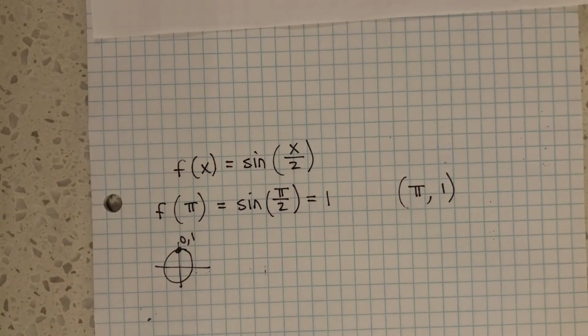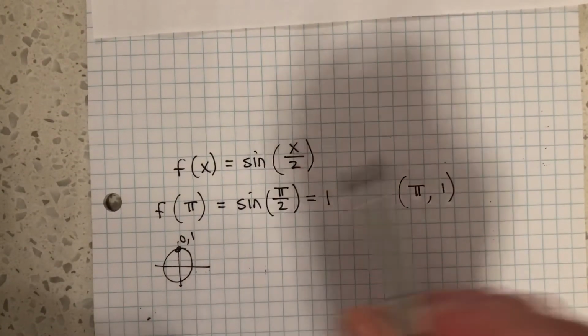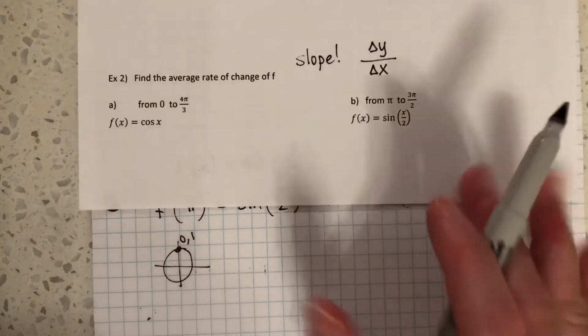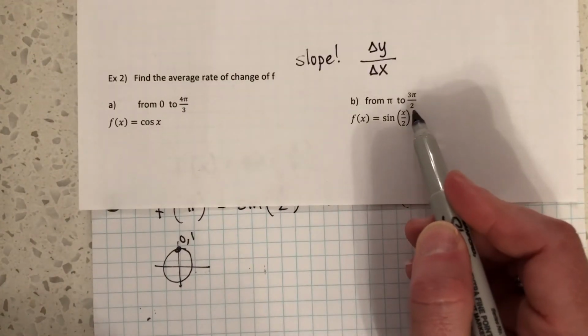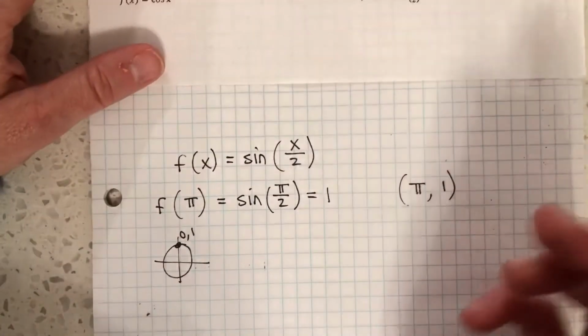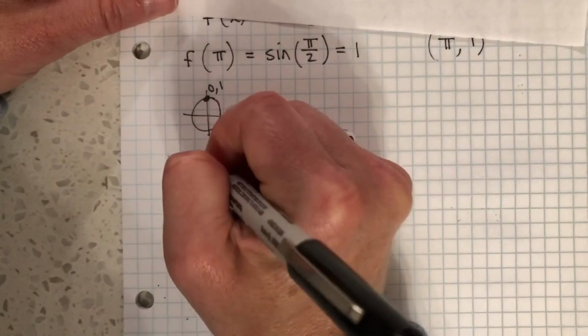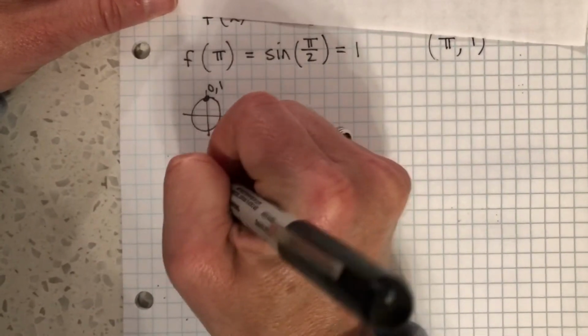Just wanted to make sure I'm using the correct problem. Yep, I am. Okay, so now we have to plug in, what was the next one on the interval? 3 pi over 2. So now you have to plug in 3 pi over 2 into this function. So let's find f of 3 pi over 2.